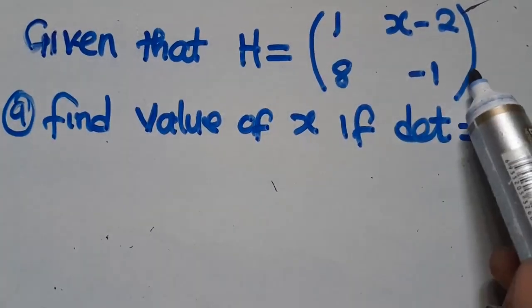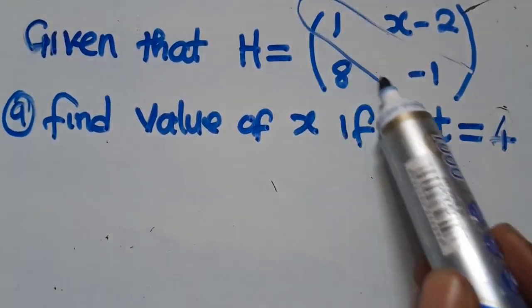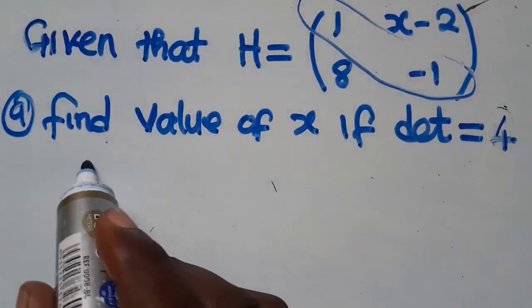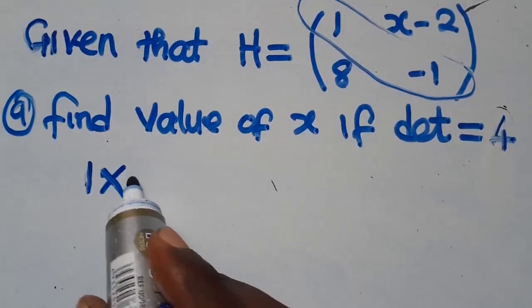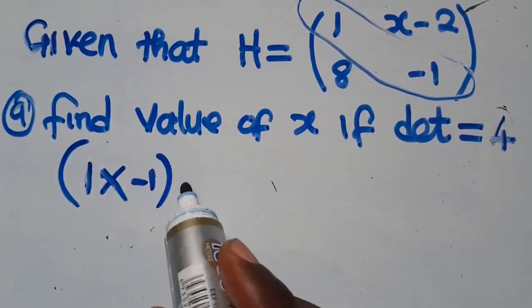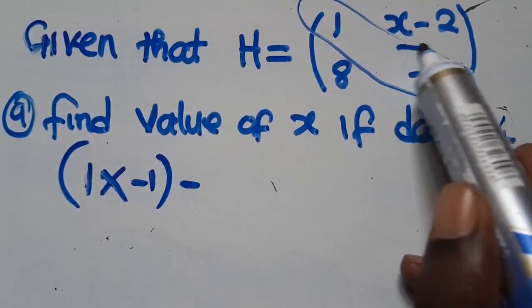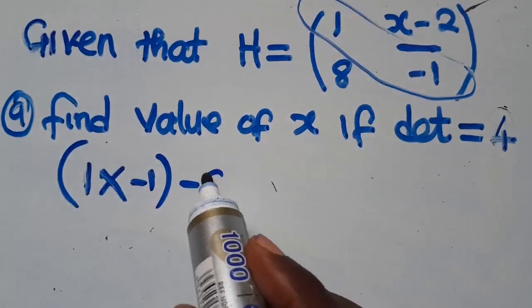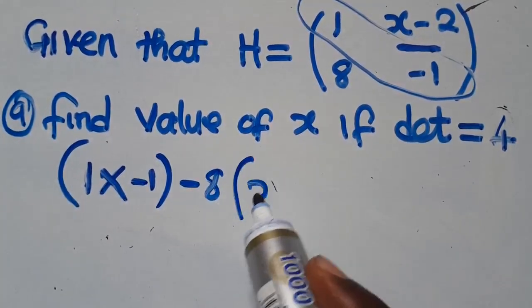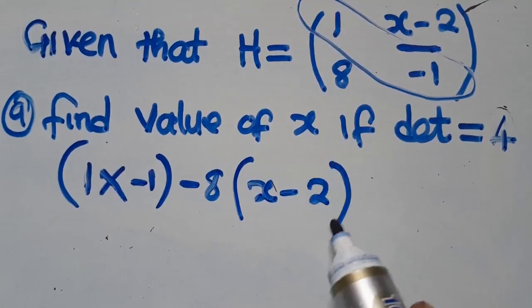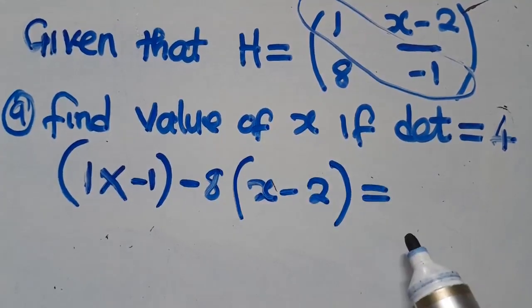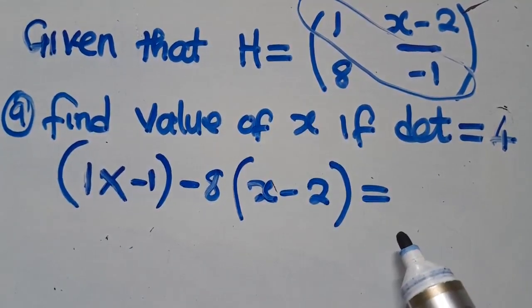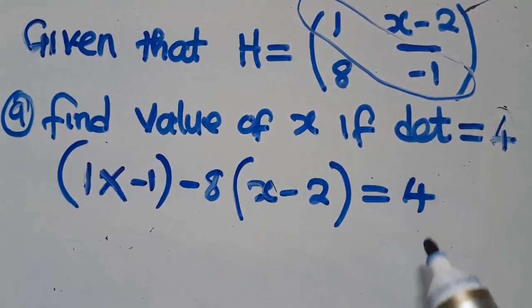So you know that this is the major diagonal. You multiply the major diagonal: in the major diagonal, we've got 1 times negative 1. Minus, since these are 2 like this, the 8 you put outside. Then you say x minus 2. You do that, which is equal to the determinant which you're given. What's the determinant? The determinant is 4.